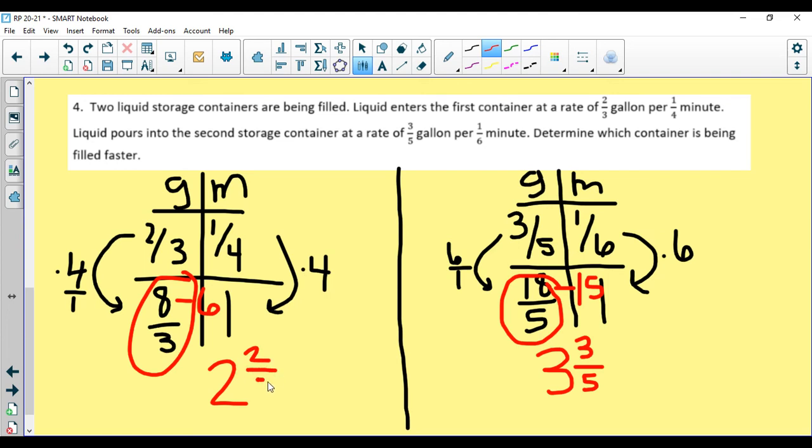So that actually isn't as hard to compare now that I've made them mixed numbers. So which one's being filled faster? In other words, which one has more gallons in 1 minute? That's going to be container 2.